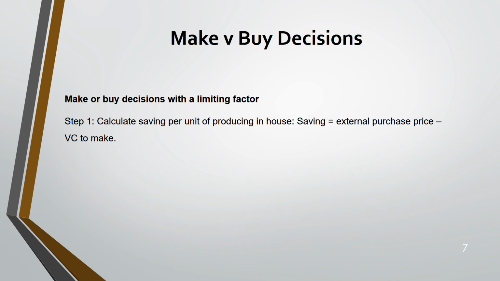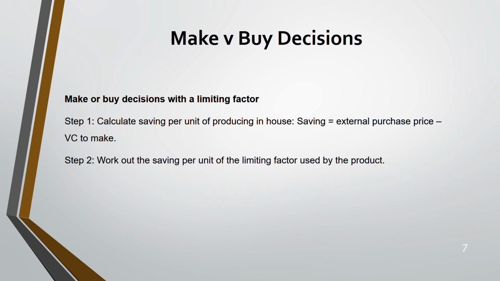If the cost to buy is more than the cost of making, it is better to make. If it's the other way around, it is better to buy. Then step 2. Work out the saving per unit of the limiting factor used by the product. In the exam you will be told what the limiting factor is.